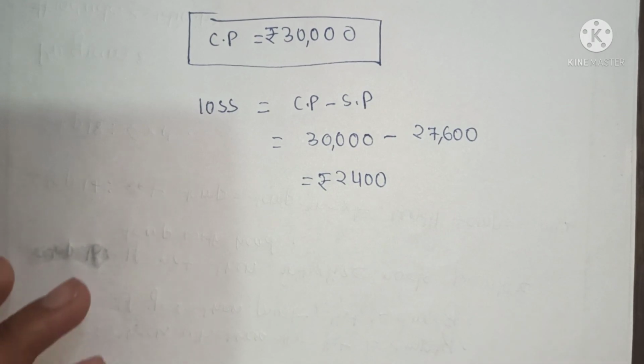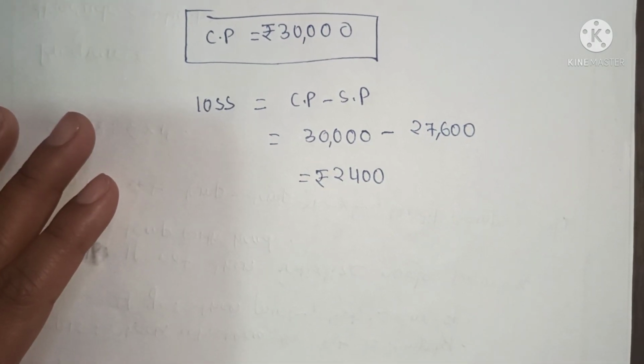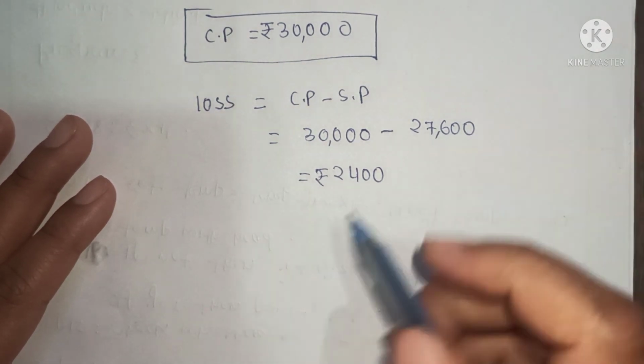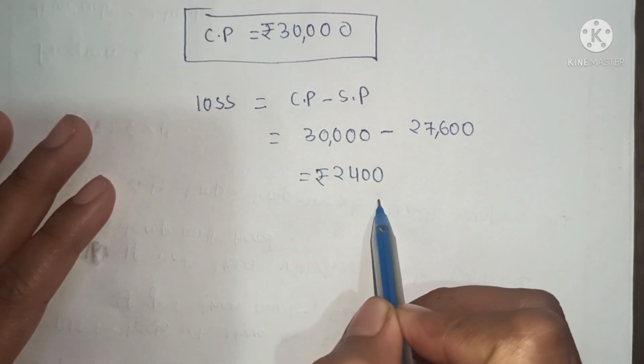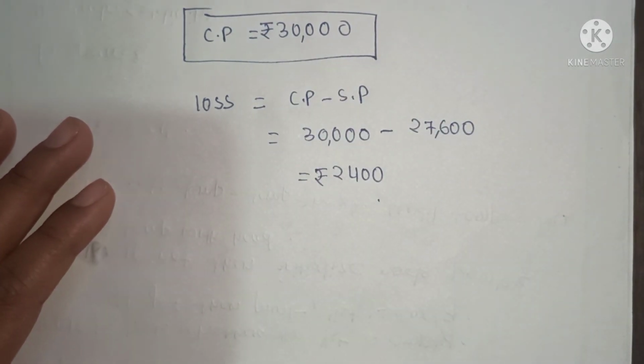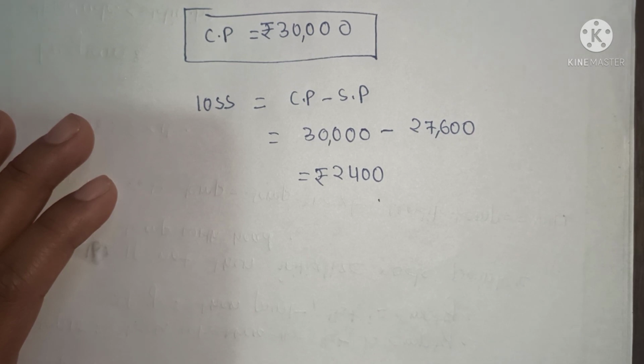Okay. So I hope that you have understood. Now we arrive at the conclusion that the loss of the farmer is 2,400 and the cost price was 30,000. In this way, we can solve such types of questions.